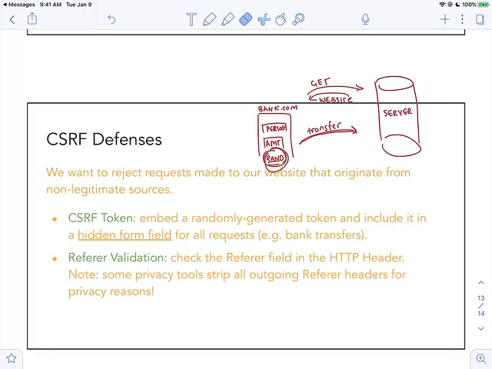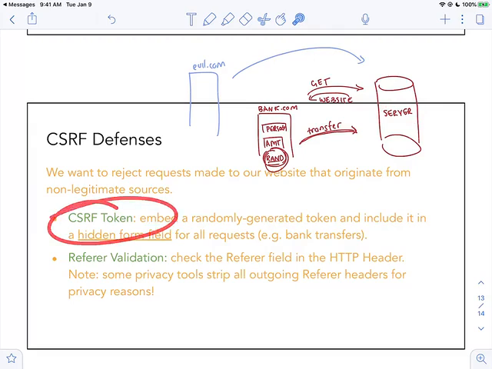What this effectively lets us do is ensure that only this website in this context is allowed to make a successful transfer. So if this transfer request originates from evil.com or some other website, it won't have the random number, and therefore the request will be rejected by the server. So that is CSRF tokens in a nutshell.